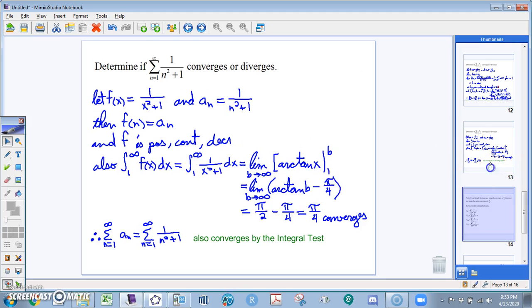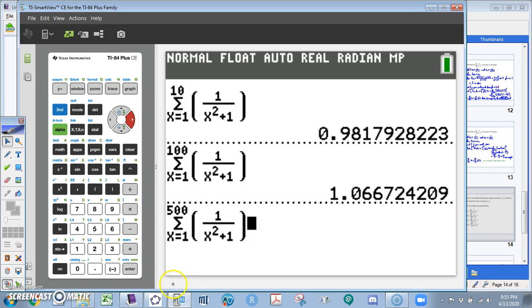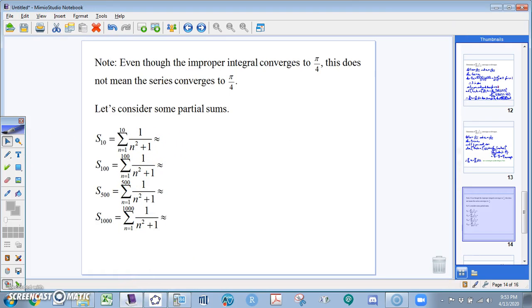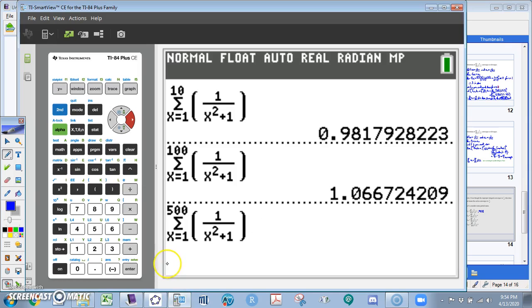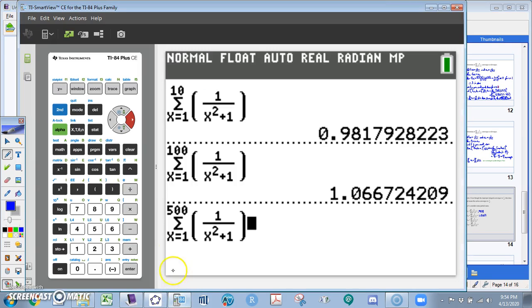By the way, our improper integral converged to pi fourths, but that doesn't mean that our series converges to pi fourths. If I look at some partial sums here, from 1 to 10 I get about 0.9818. But then if I go to 100, I get 1.0667. And then I was waiting here to punch 500.